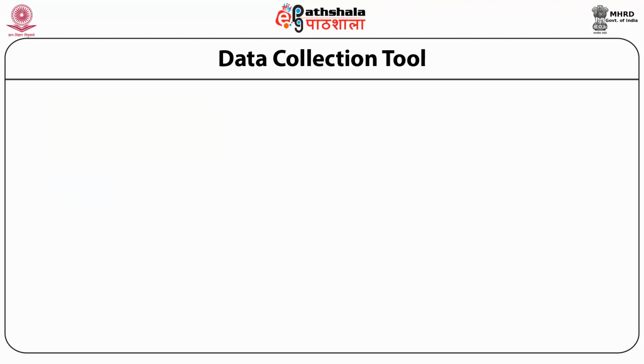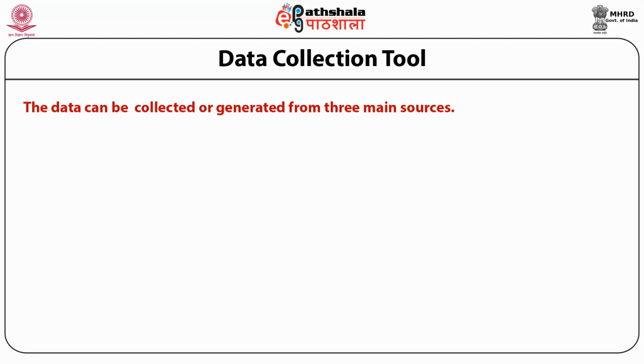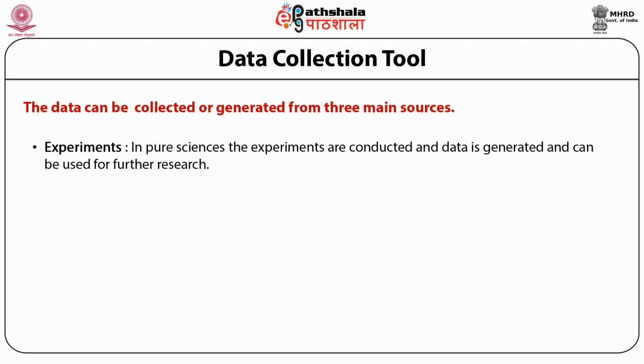Data collection tools. Basically, data can be collected or generated from three main sources. First is by experiment. In pure sciences like physics, chemistry, biology, or other fields, we have to conduct the experiment. It may be on humans or animals or anywhere. We do the experiment and collect the data. Like this, we can have data from the experiment.